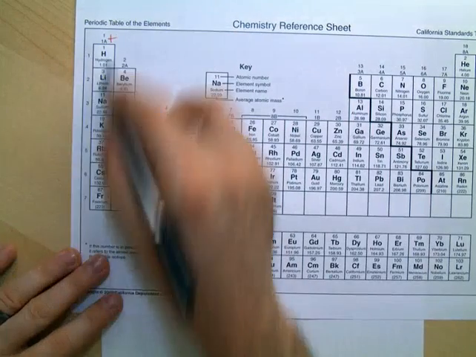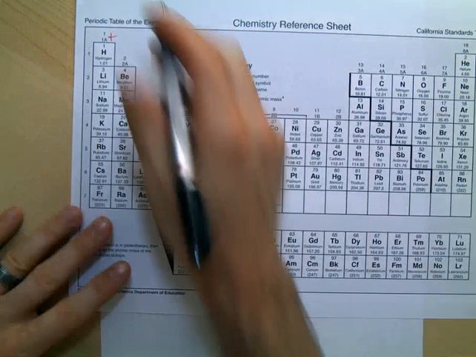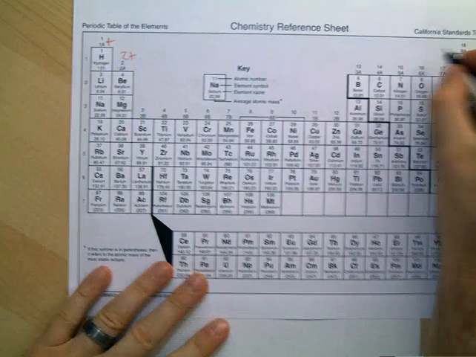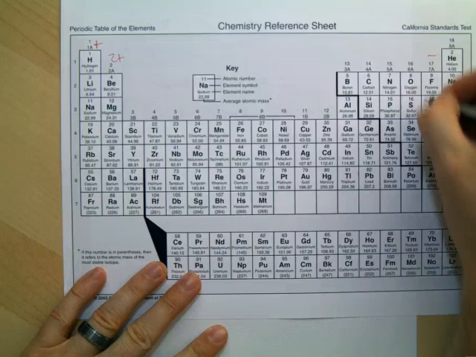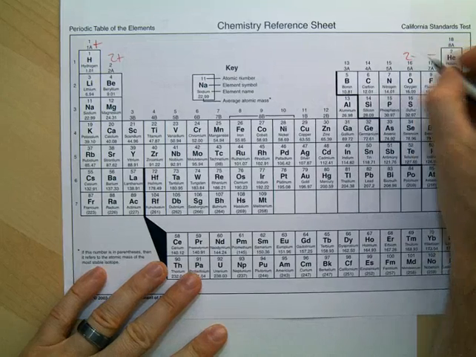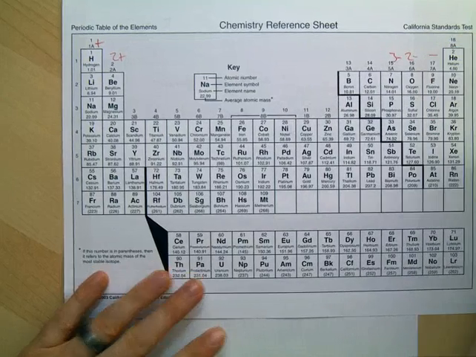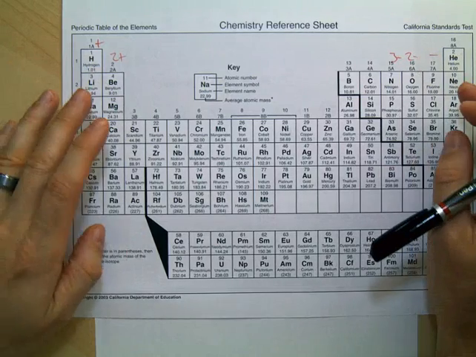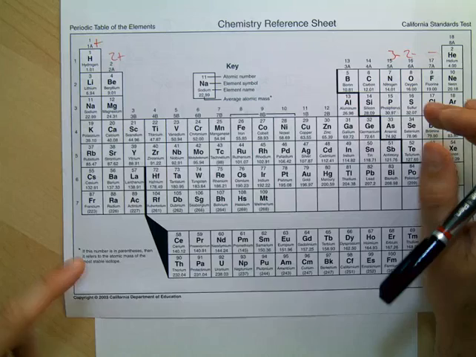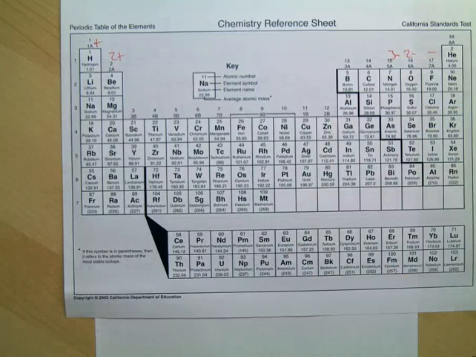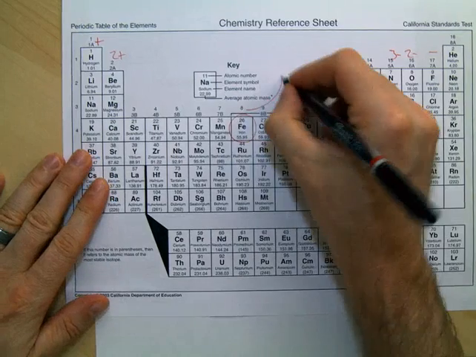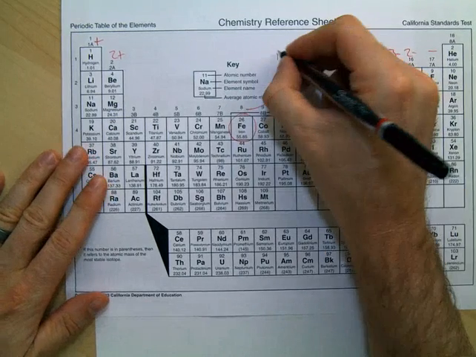Every single one of those elements, always positive 1. Every single one of the alkaline earth metals, positive 2. All the halogens, all negative 1. Oxygen and sulfur, always negative 2. Nitrogen and phosphorus, always negative 3. So these rules are consistent for the far ends of our periodic table. However, in the middle, the charges can be different. Classic example of this is iron. Iron actually isn't always positive 2.